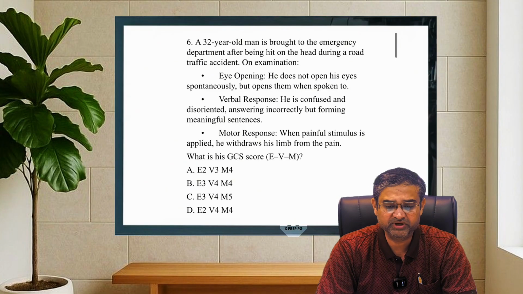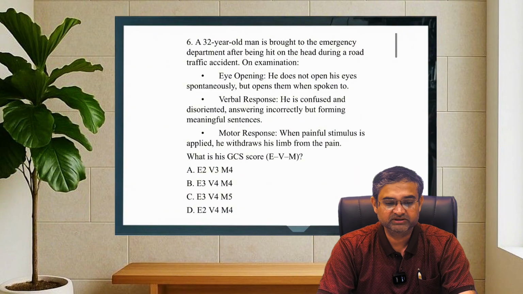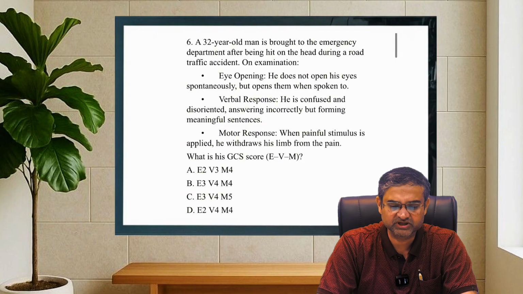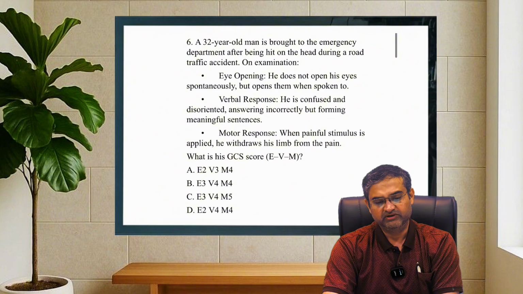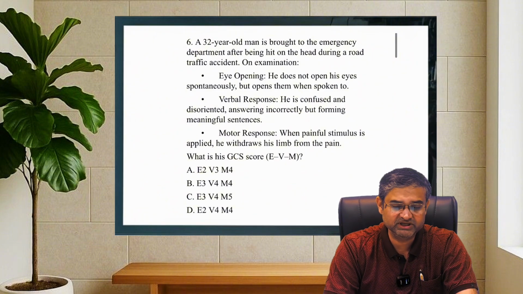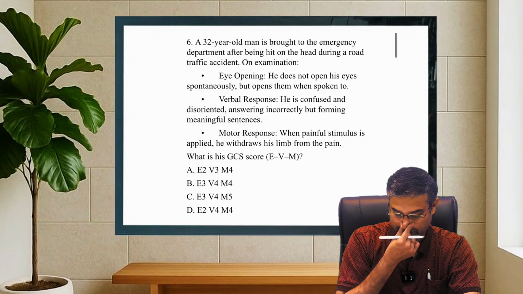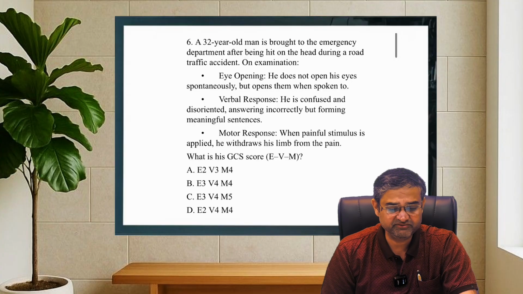A 32-year-old male is brought to the emergency department after being hit on the head during a road traffic accident. On examination, eye opening: he doesn't open his eyes spontaneously but opens them when spoken to. Verbal response: he is confused, disoriented, and answering incorrectly but forming meaningful sentences. Motor response: when painful stimulus is applied, he withdraws his limb from the pain. So, what is his GCS score? This GCS score you have to calculate on the given questions. The correct answer here is answer B, that is E3, V4, M4.